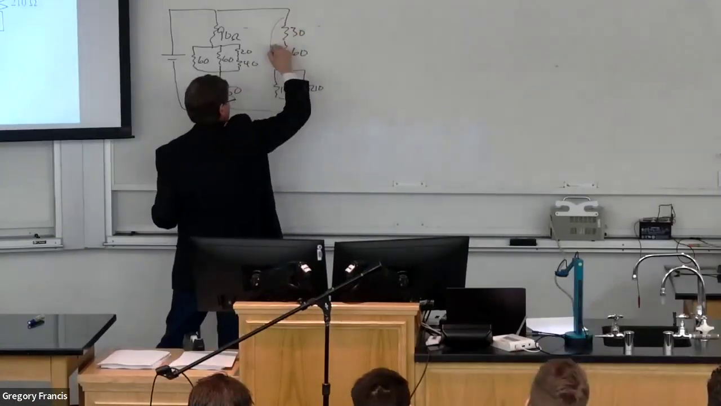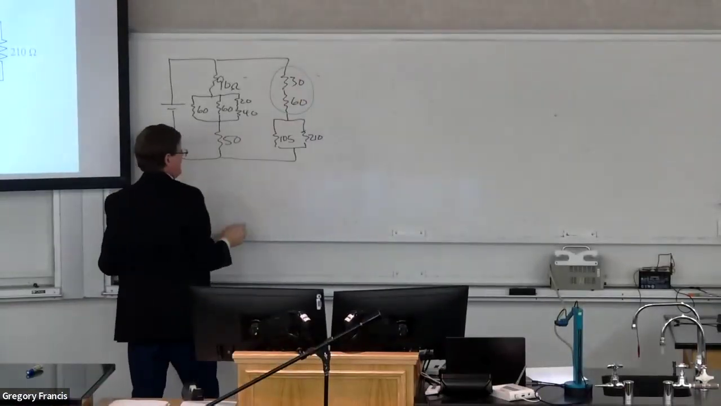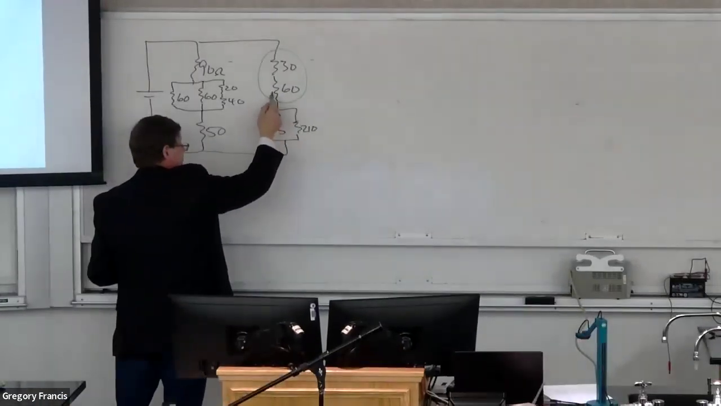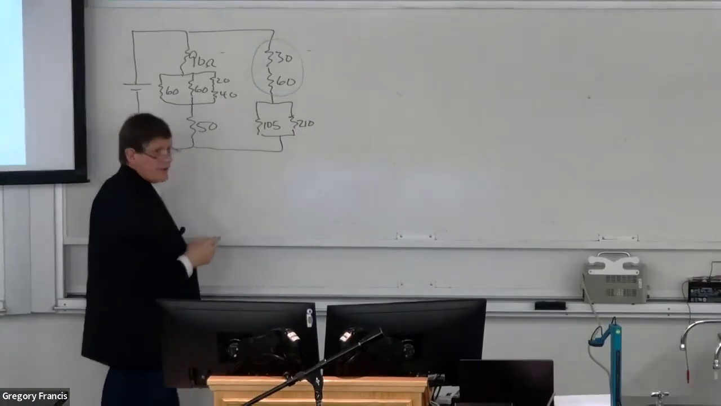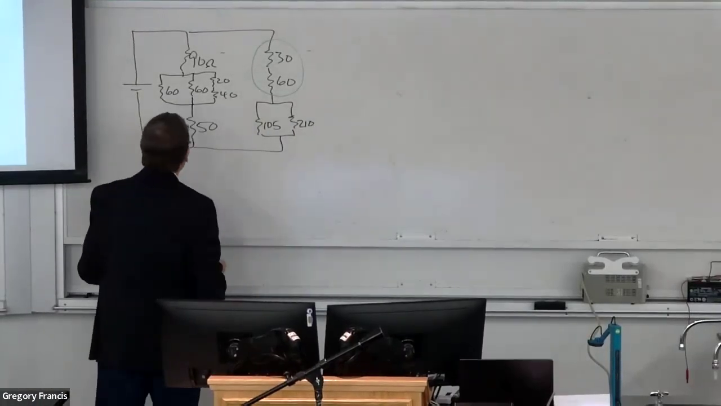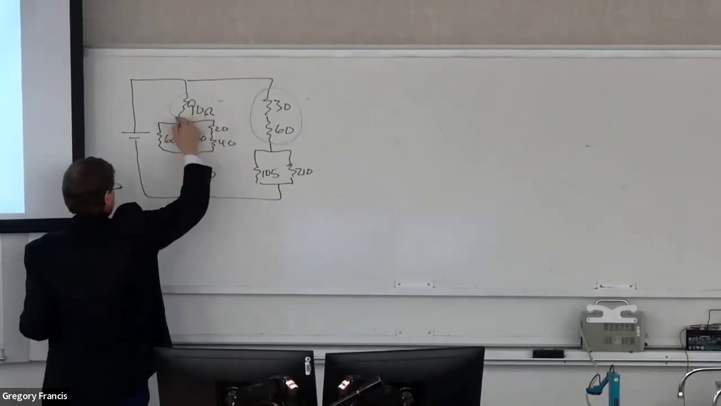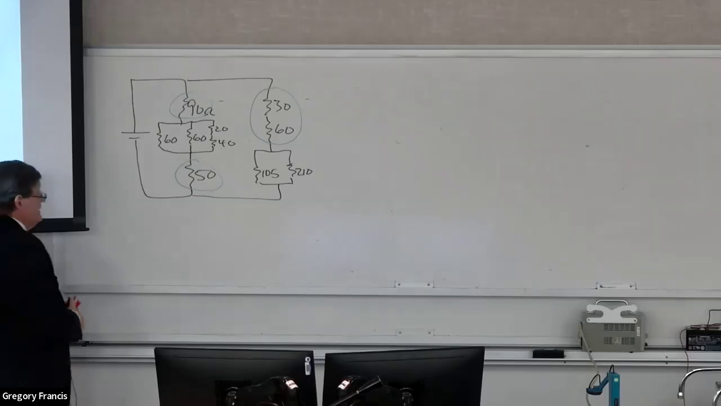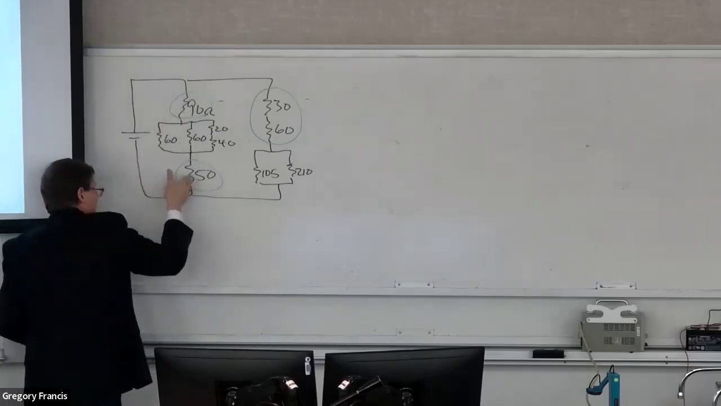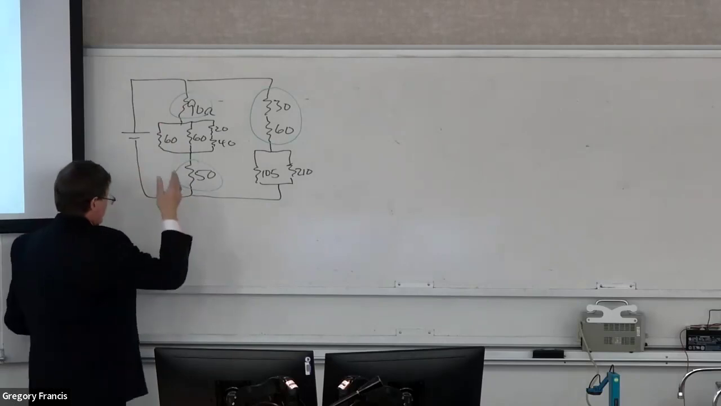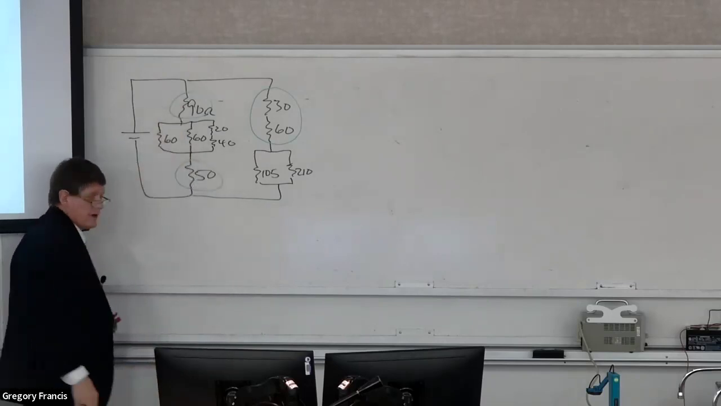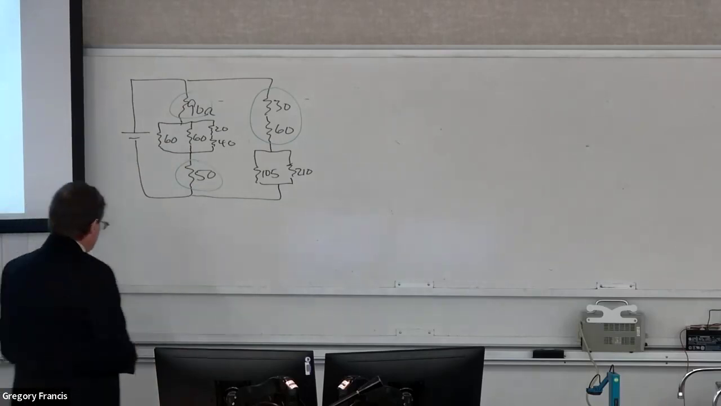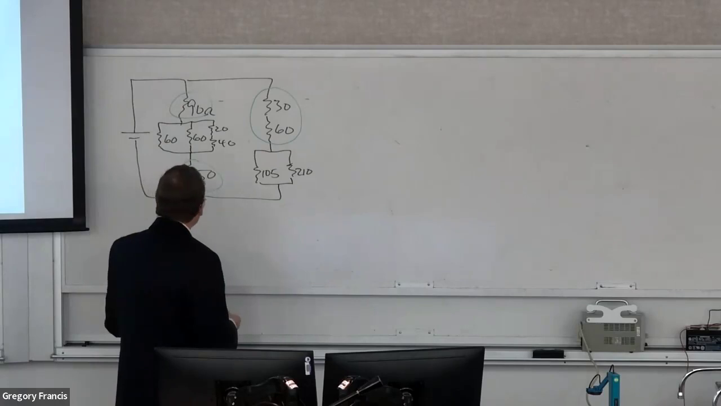Well, these are in series. Everything that goes through the 30 has to go through the 60, and everything that goes through the 60 had to have come from the 30. There's only one path. Also, these 2 are in series. If Fred went through the 90, Fred has to go through the 50, and if Fred went through the 50, he had to have gone through the 90. Does that make sense?